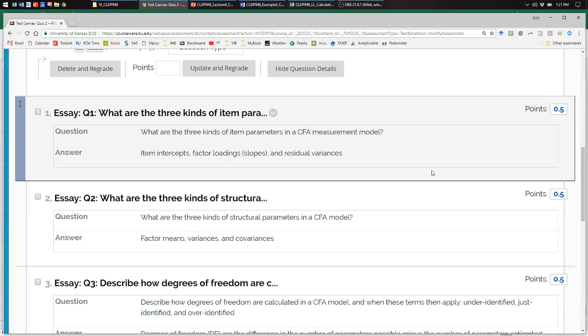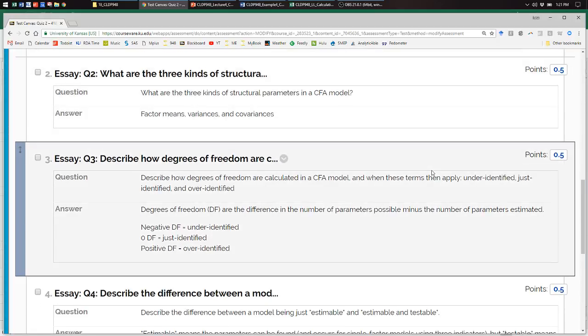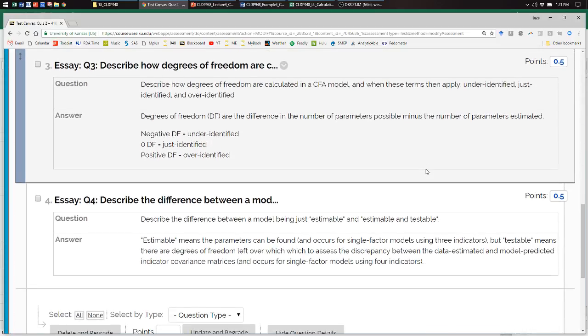Number 2, structural parameters. These are factor things: factor means, variances, and covariances. They are either going to be set to known values for identification or estimated. So that's the other trick of identification there. And the last 2 we talked about just on Monday, so this is relatively recent: degrees of freedom. So it's all relative to data going in and estimates coming back out.